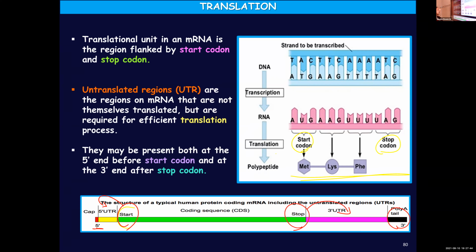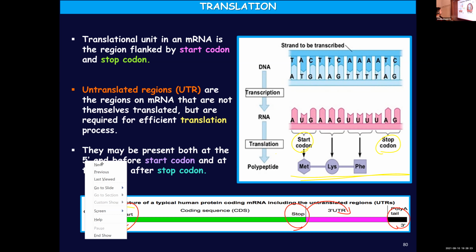Once again, translational unit. A translational unit means a region of messenger RNA which is bordered on one side by the start codon and on the other side by the stop codon. On the 5' end the start codon, on the 3' end the stop codon. And before the start codon and after the stop codon, you can see some untranslated regions. They don't take part in translation, but their presence is needed for the translation process to take place. And as I told you, they are present before the start codon at the 5' end and after the stop codon at the 3' end.